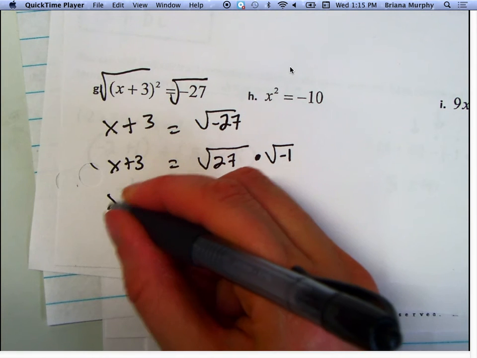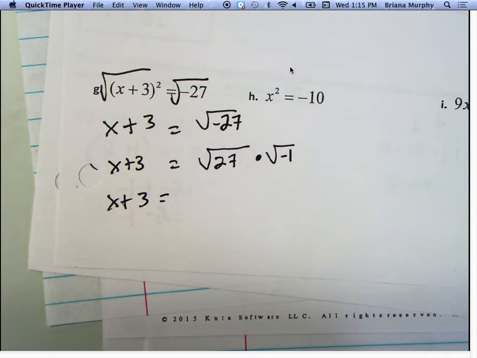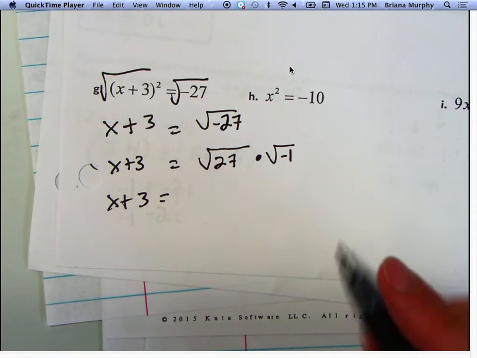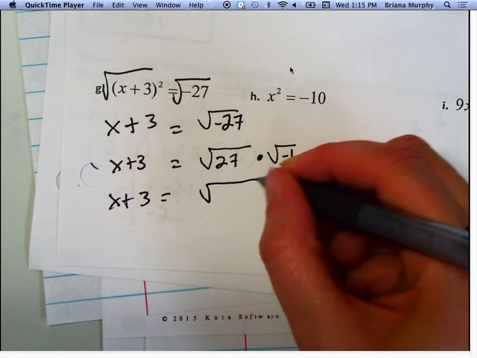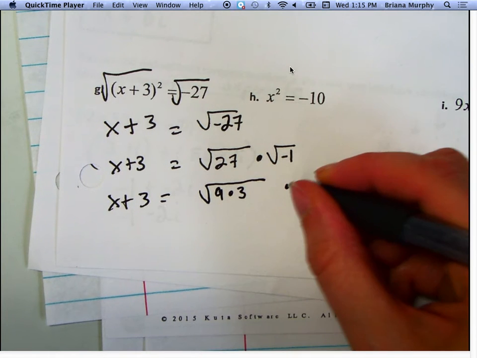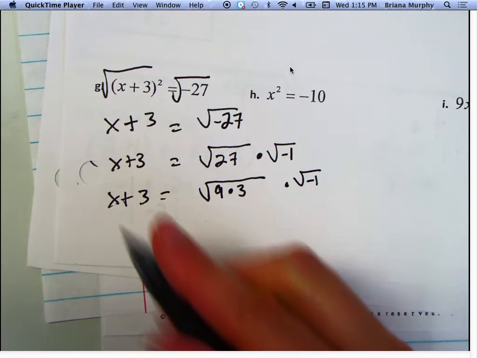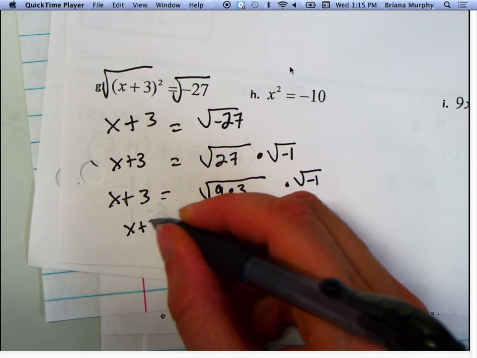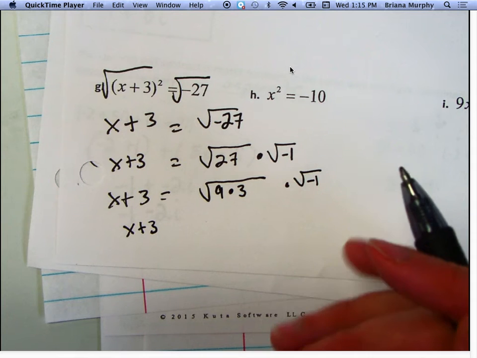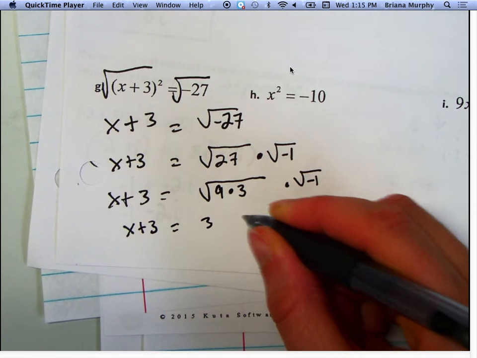So I'm bringing down that x plus 3, but what two numbers multiply to give us 27, where one is a perfect square? 9 and 3. So I'm going to go the square root of 9 times 3 times that square root of -1. And what's the square root of 9, guys? 3. So I know there's a lot of steps, and you don't have to do all of them, but I want to show you where it comes from. x plus 3 equals 3 square root 3.